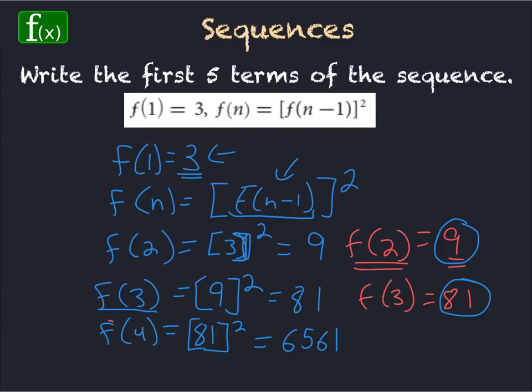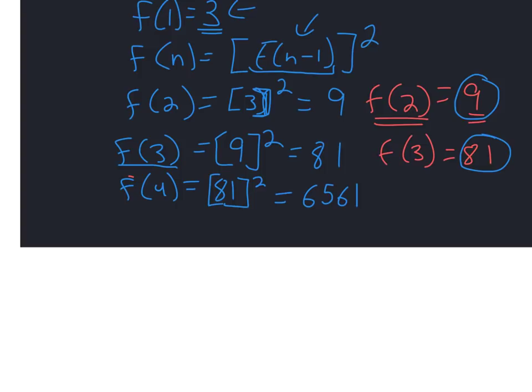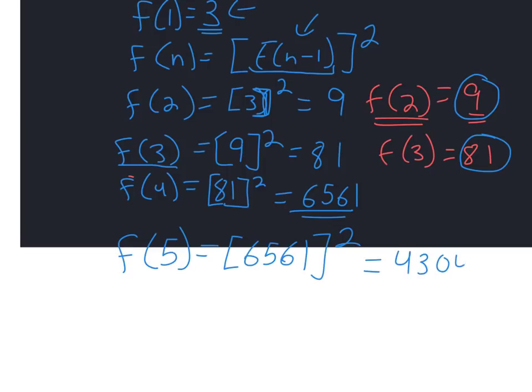Okay, and then I think it's asking for the first 5 terms, so we would need one more term. So we have f of 5, and we need our 4th term in order to figure out our 5th term. So at position 5, it would be 6,561 squared, which is, give me 1 second because I'm going to put this in a calculator. 43,046,721. And that's it. And we'll stop there.